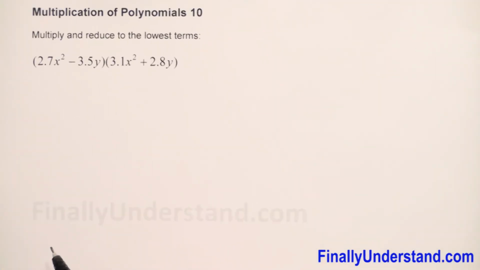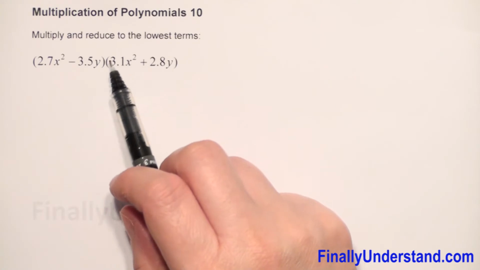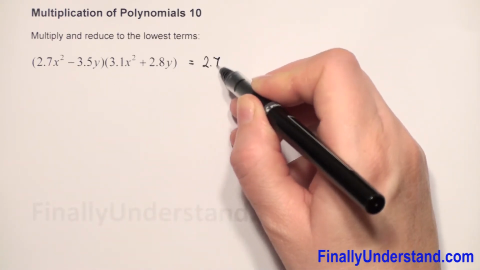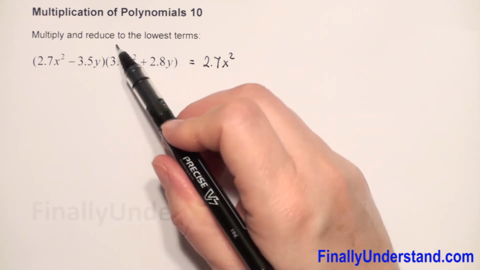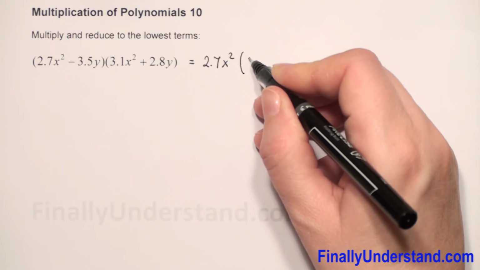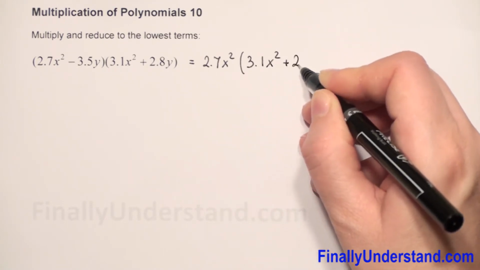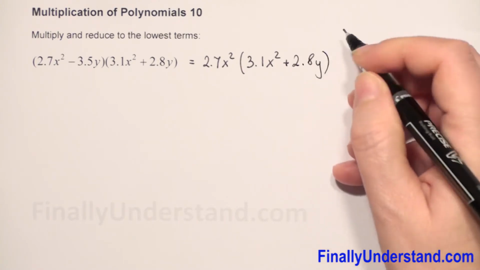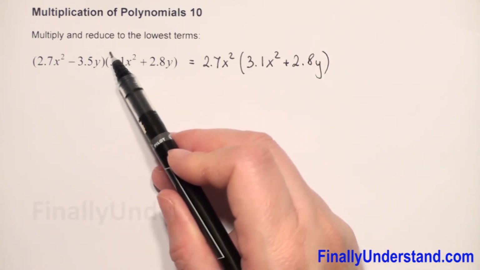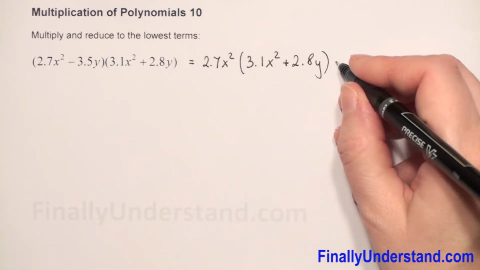So what we can do only, we have to multiply every expression in the first parenthesis by every expression in the second parenthesis. So we have 2.7x squared, we have to multiply by every expression in the second parenthesis. So let me rewrite this, will be 3.1x squared plus 2.8y, and next we have negative 3.5y. We have to multiply by every expression in the second parenthesis. So let me copy this.